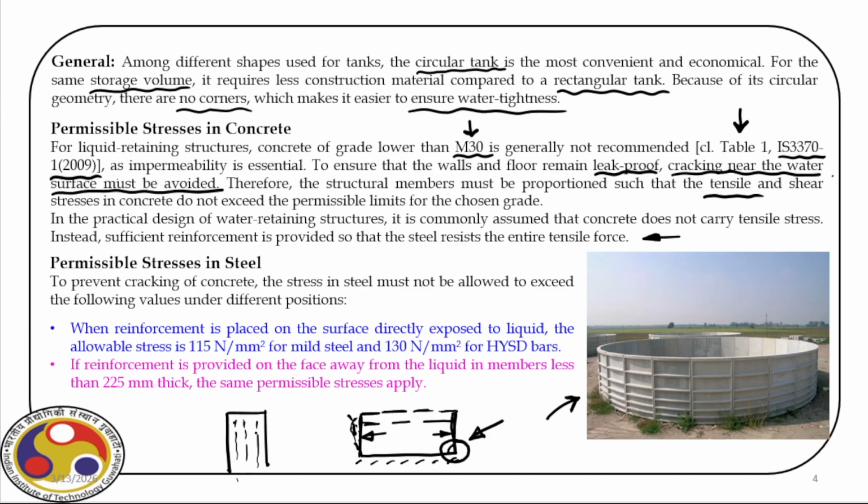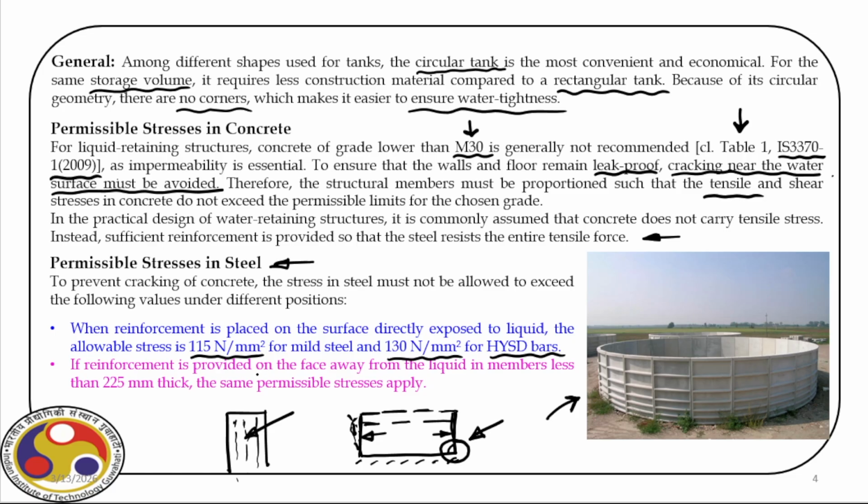The fact is, again, for this type of structures, these rebars, they are the most critical part, and we have to design them accordingly. And for steel, the permissible stresses are here. So when the reinforcement is placed on the surface directly exposed to liquid, the allowable stress is 115 Newton per millimeter square for mild steel and 130 Newton per millimeter square for HYSD bars.